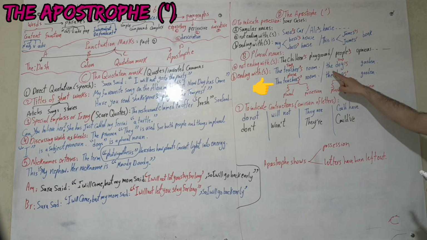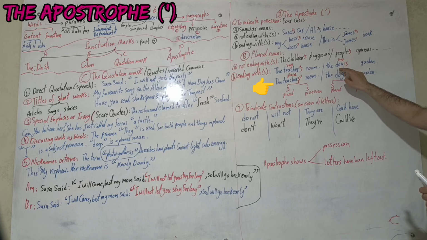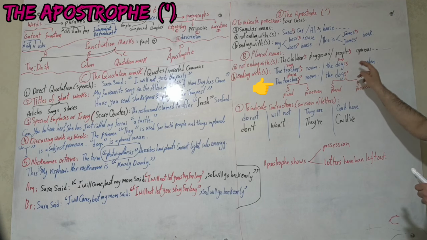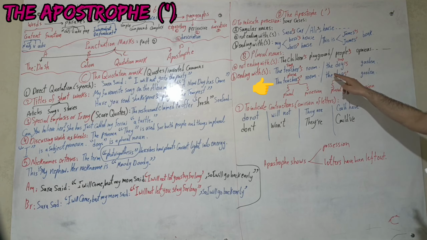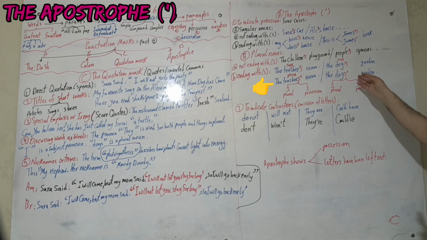The other example, we have the dog's garden or the dogs' garden. Again, my friends, if the apostrophe comes before the s, this indicates that the garden belongs to one dog, while if we say the dogs' garden and the apostrophe is after the s, this refers to the fact that the garden belongs to more than one dog. In here we have two s's, the plural s, and we have the possession s.